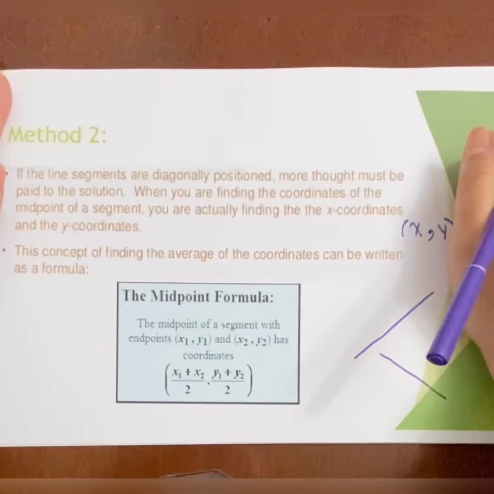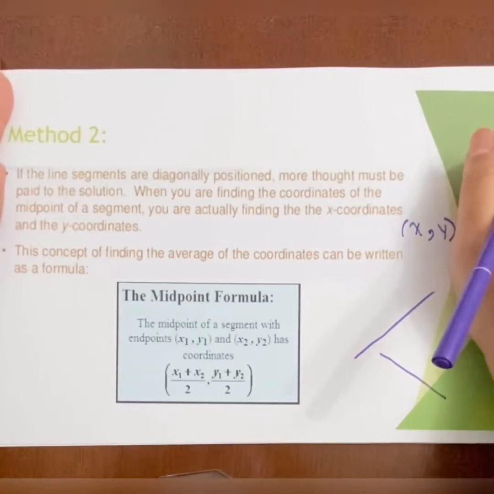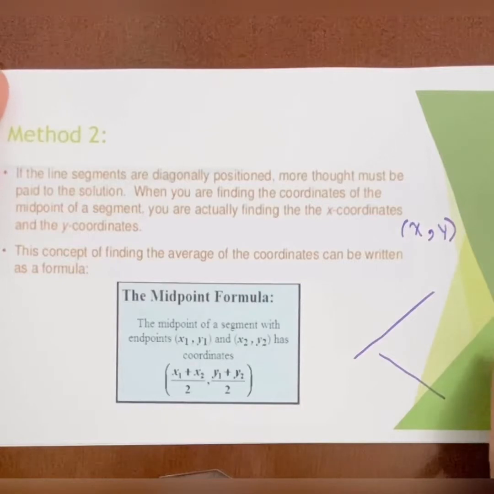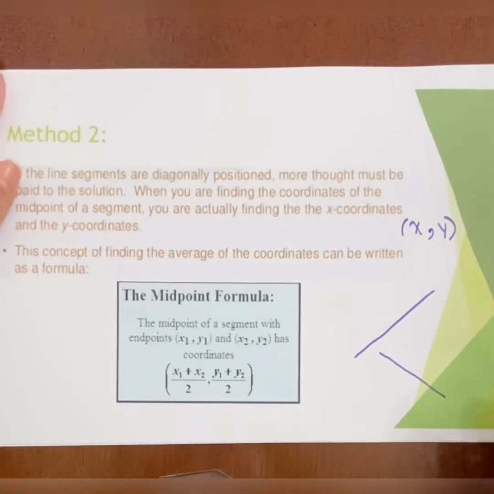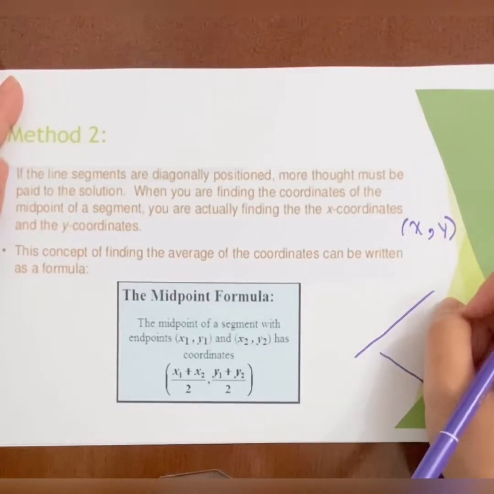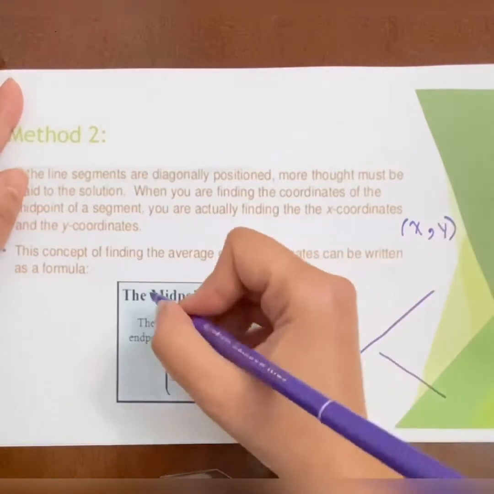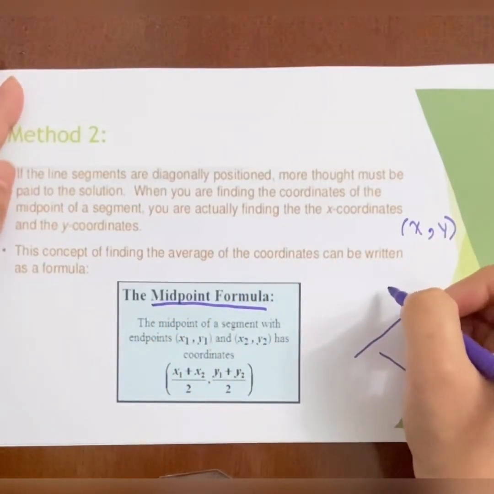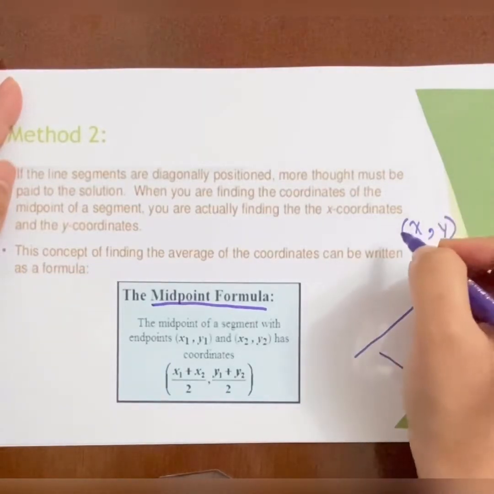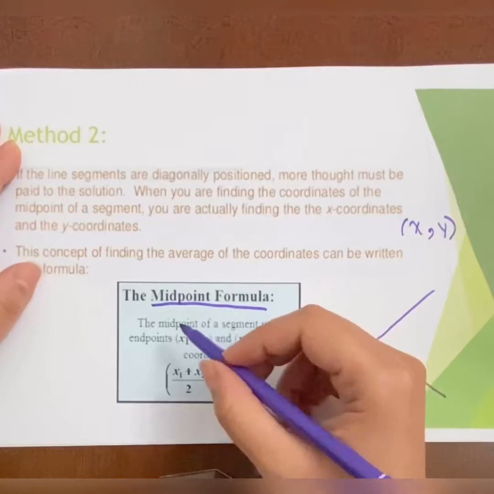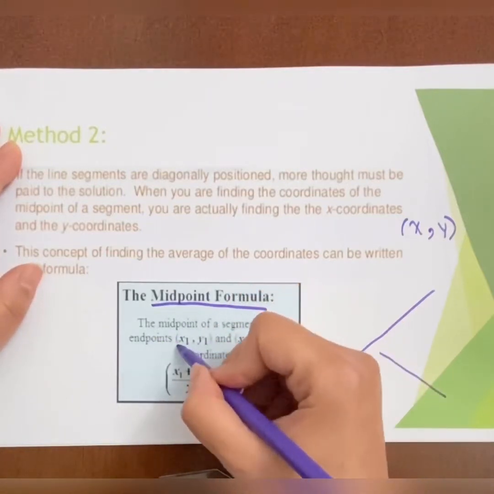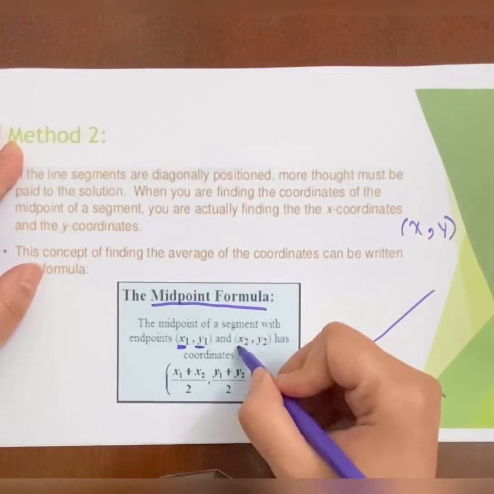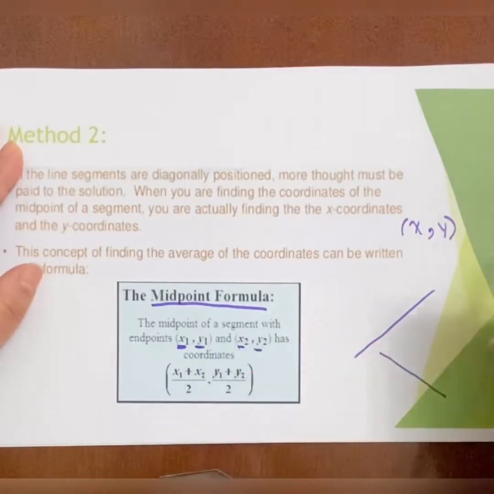This concept is finding the average of the coordinates. Since you are finding the halfway point, it means you are finding the average, because you have two endpoints and you want to find half of them. So we can write that in a formula. We're going to use the midpoint formula. And by the way, we can use the midpoint formula to find the midpoint even for a horizontal and a vertical line segment. The midpoint of a segment with two endpoints, x1, y1 and x2, y2, has the coordinates as follows.